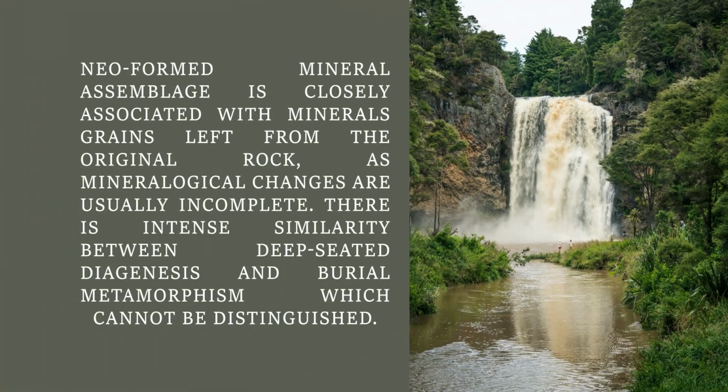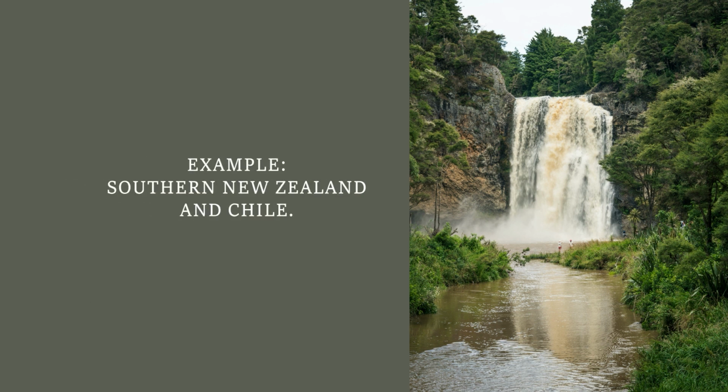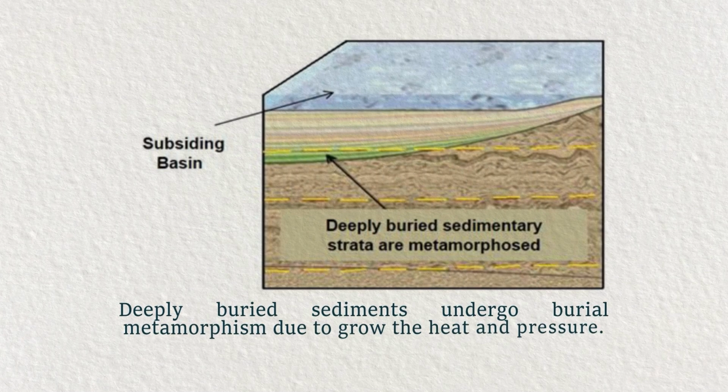The newly formed mineral assemblage is closely associated with mineral grains left from the original rock. As mineralogical changes are usually incomplete, there is intense similarity between deep-seated diagenesis and burial metamorphism, which cannot be distinguished. Examples are southern New Zealand and Chile. Deeply buried sediments undergo burial metamorphism due to the growth of heat and pressure.